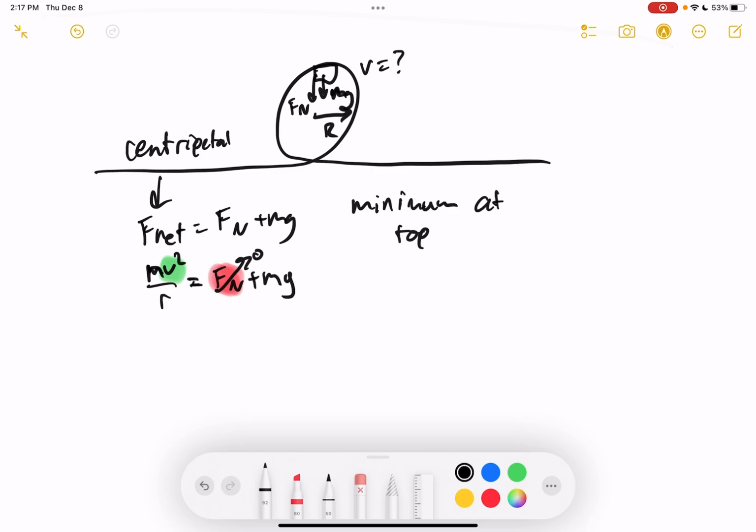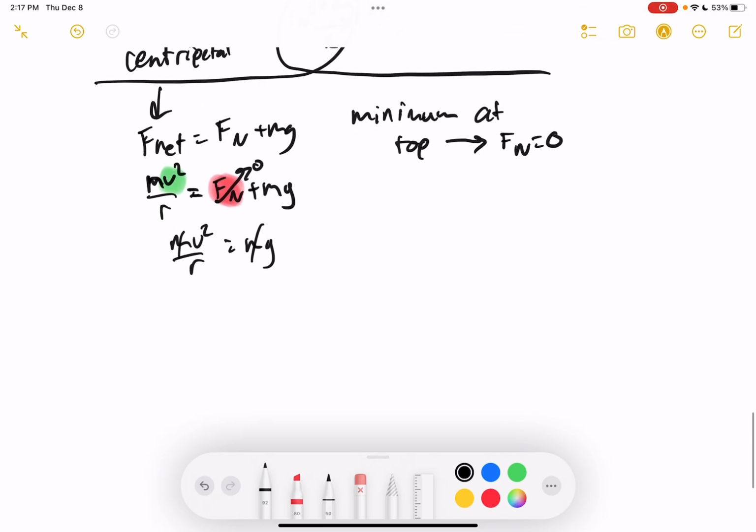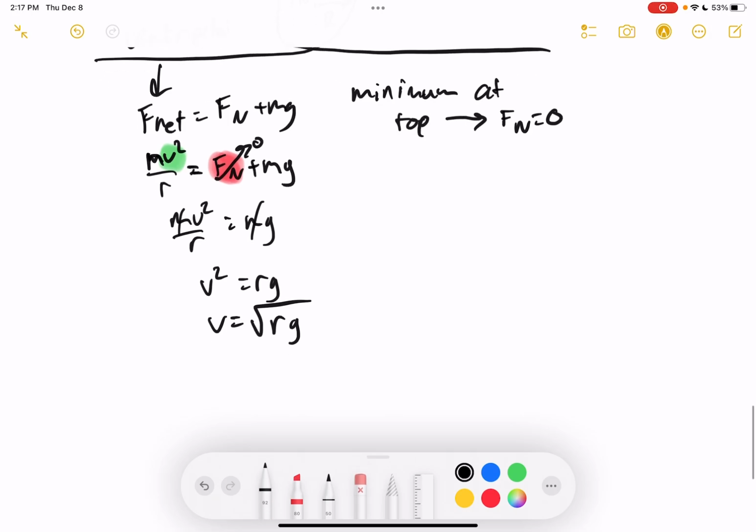remember, the point that you're most likely to fall off if you're going too slow would be at the top. So the minimum speed at the top would just be when Fn equals 0. And so I just have mv squared over r equals mg, the m's cancel, and then I can solve for my velocity. So rg equals v squared, so v equals root rg.